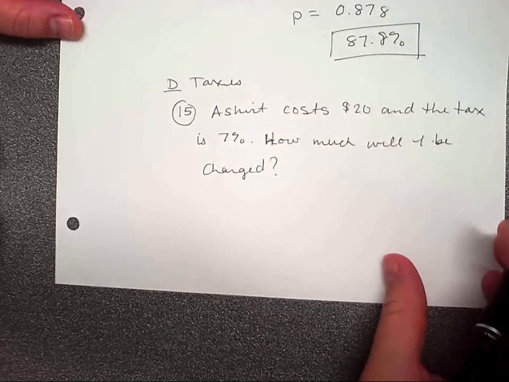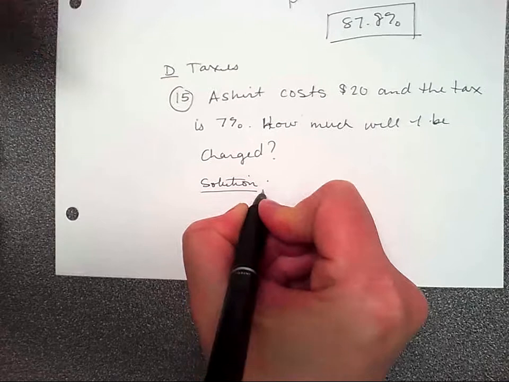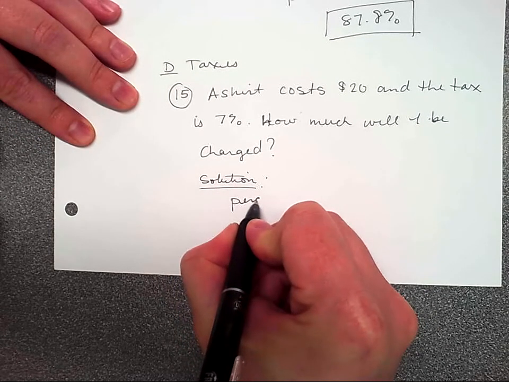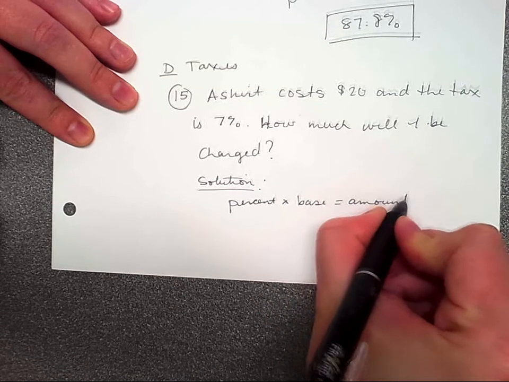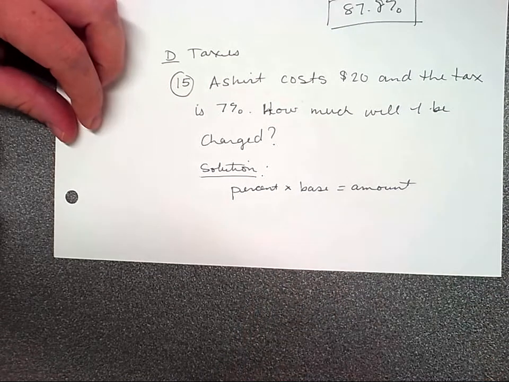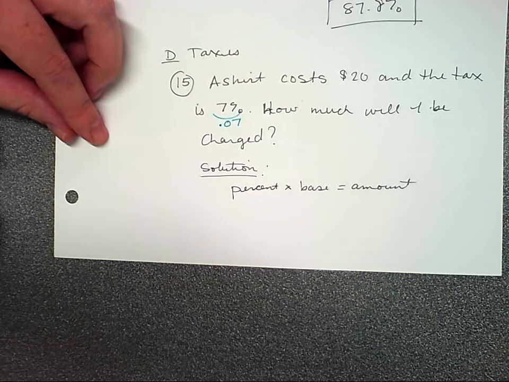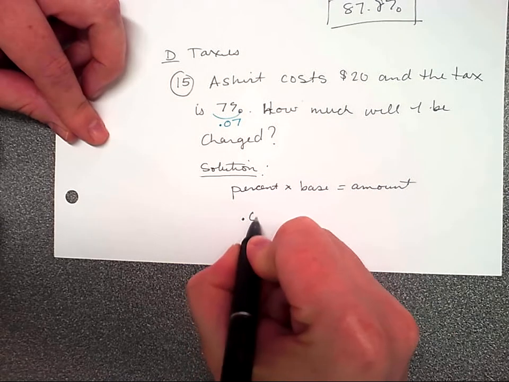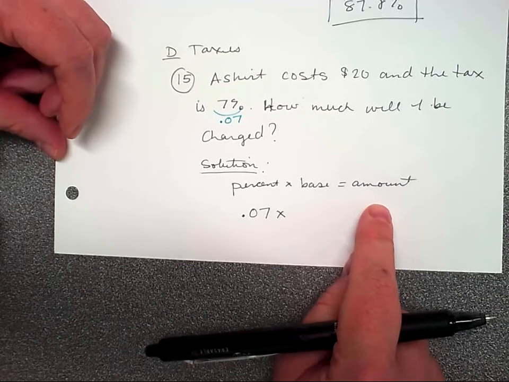Okay, so let's remember my equation: the percent times the base equals the amount. So what do I have here? First I need to change this percentage to a number I can put in my calculator. So obviously this is 0.07. What's my base? What's my amount? What am I trying to calculate here?